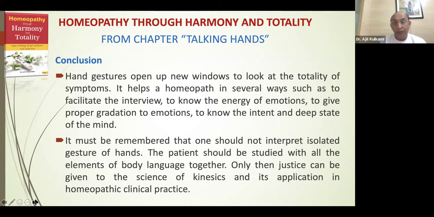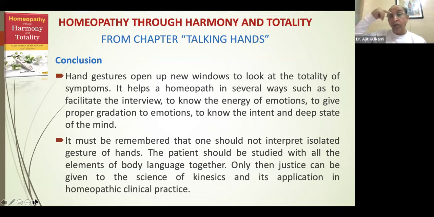The conclusion of this chapter of talking hands: hand gestures open up new windows to look at the totality of symptoms. It helps a homeopath in several ways, such as to facilitate the interview. You know, less questions and more information. It's a good interview, no? How will you achieve this? With your hands. Yes, tell me more.